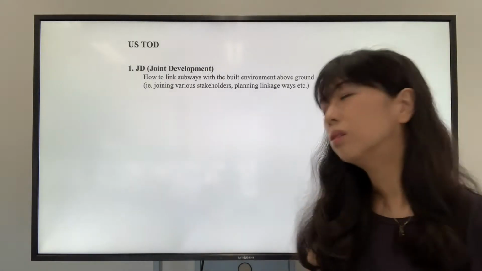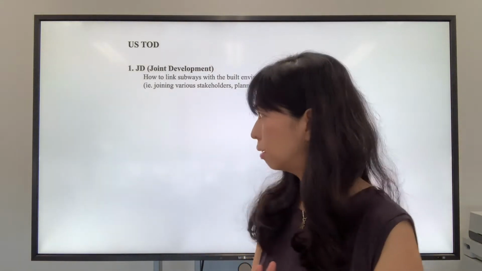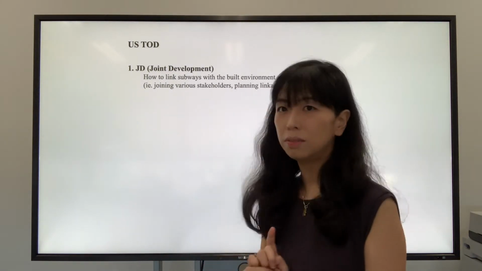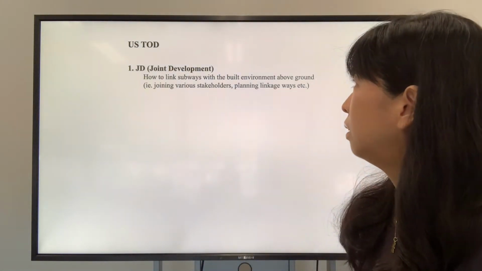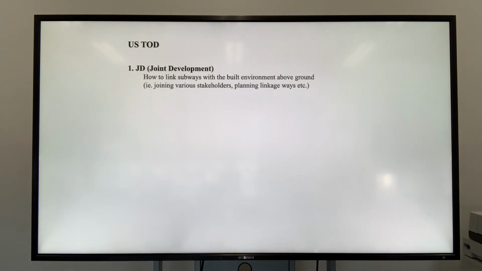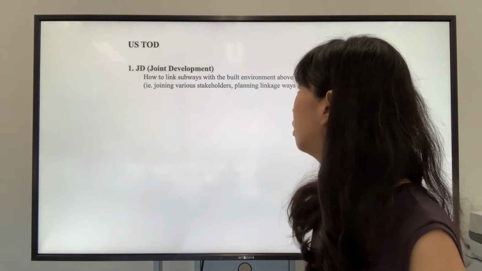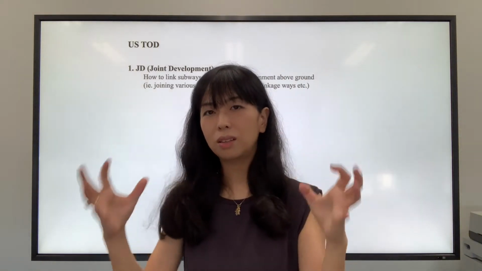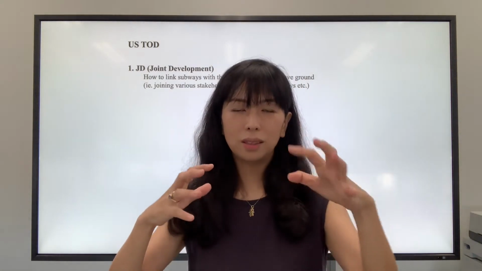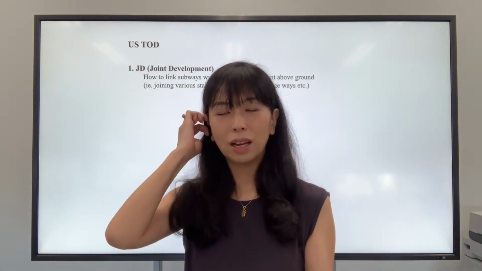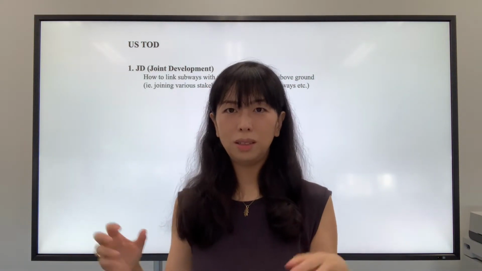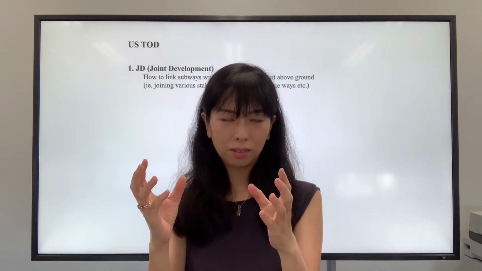The US TOD has two concepts. The first one is joint development. And basically it is about how to link subways with the built environment above ground. So what this means is that above ground there are different stakeholders who are developing differently. And then you have the subway that needs to be linked to the above ground development.